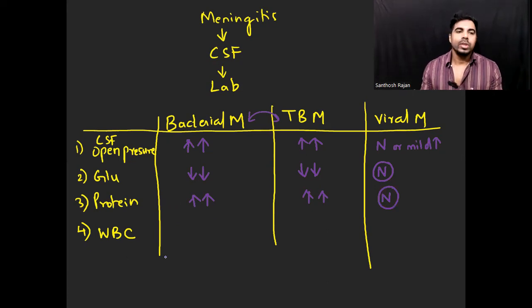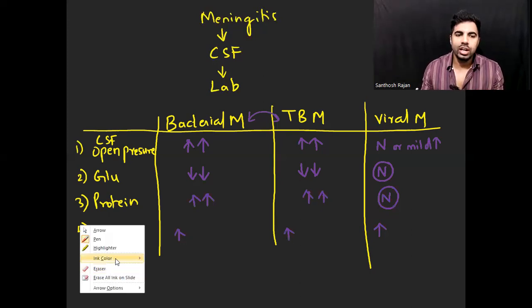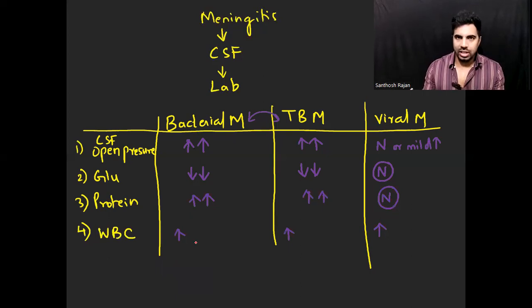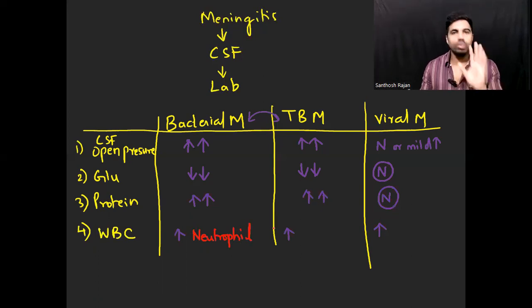That's not important. WBC is definitely increased in all three, because with any inflammation you have WBC. But which cell is coming? That's more important. When you talk about WBC, in bacteria, you know which cell will go high? Neutrophils. Yeah, that is basic. You must know: bacteria means neutrophils will be high.